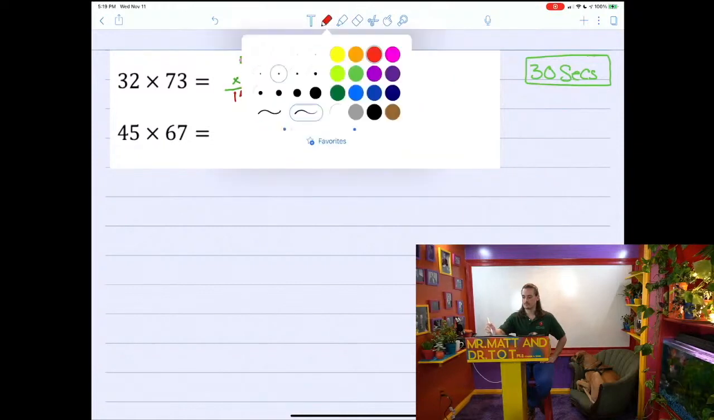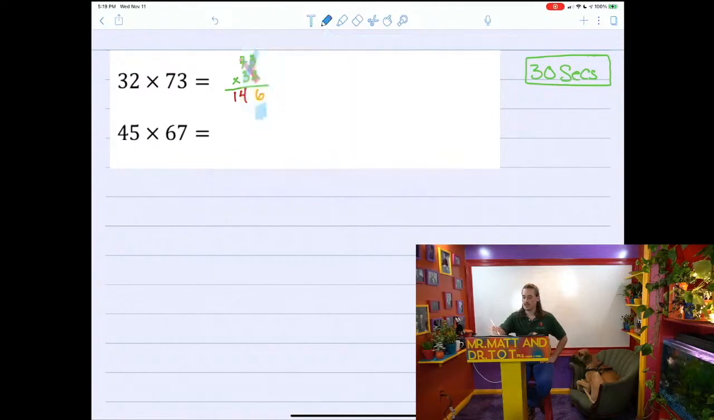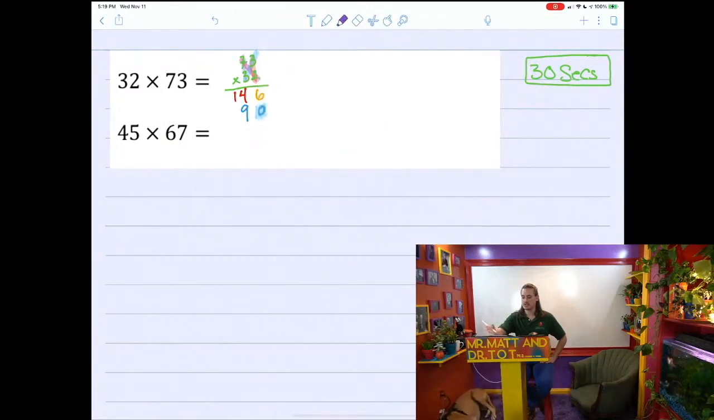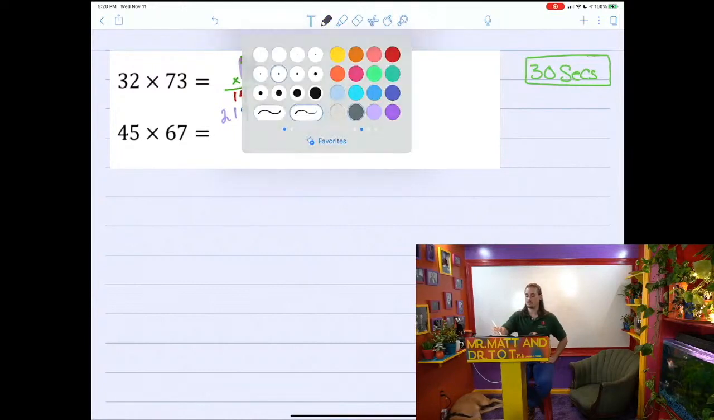Sorry, trying to get the same color. So 3 times 3 is 9, but I'm going to have to put a placeholder of 0, and then 3 times 3 is 9. Then the last one is the tens digit times the tens digit. That's going to be this 3 times 7. 3 times 7 is 21. I don't have another value to regroup over with, so I'm just going to write the 21 out, and now I add all the numbers up.